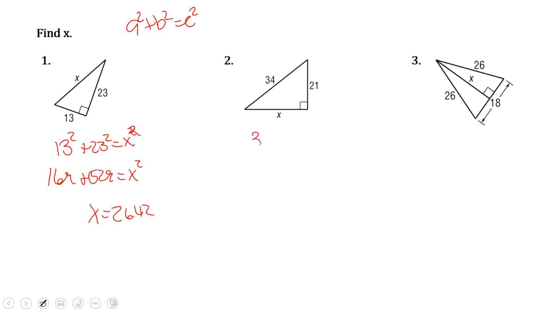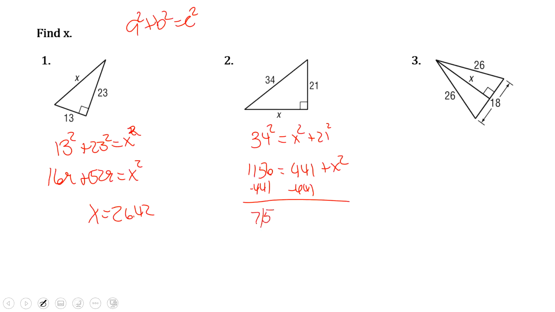Same thing here, we have 34 squared is our c. That's going to equal x squared plus 21 squared. So we look at that. 34 squared is 1156. 21 squared, I believe, is 441 plus x squared. Subtract 441 from both sides. We end up with 715 equals x squared. Again, we'll just take the square root of that, simplify and save time. This is going to be 26.74.